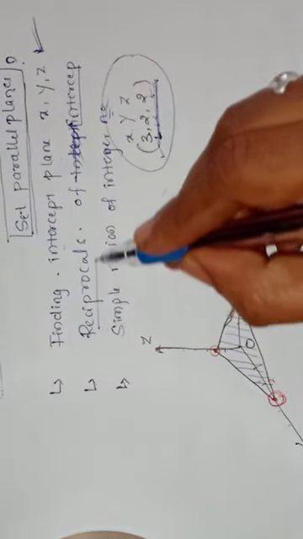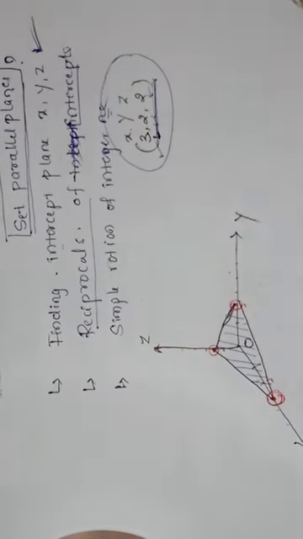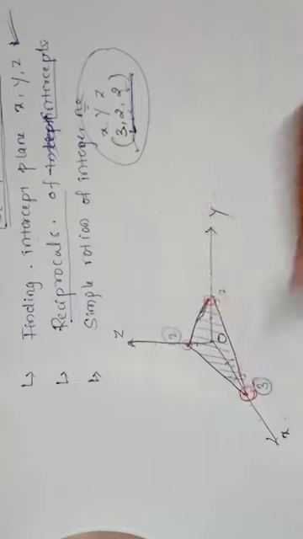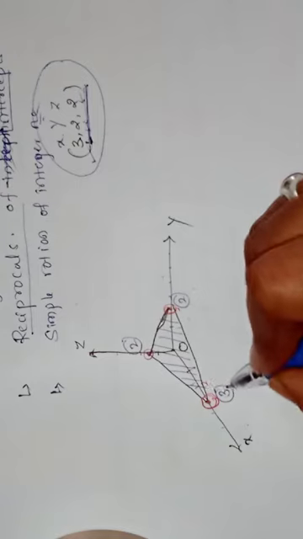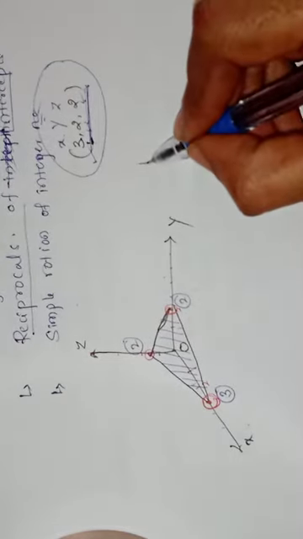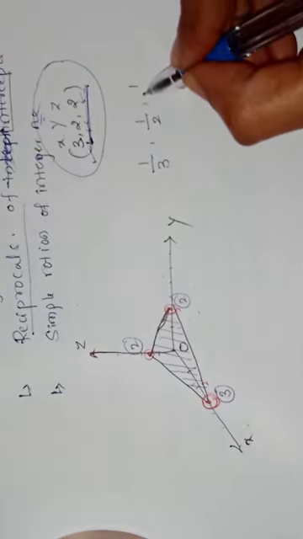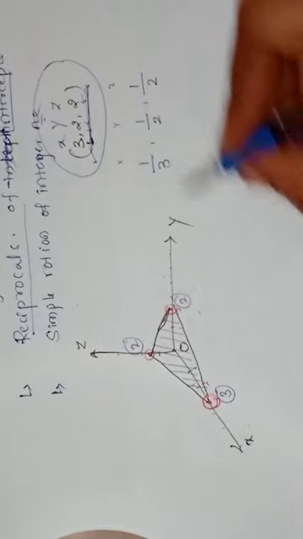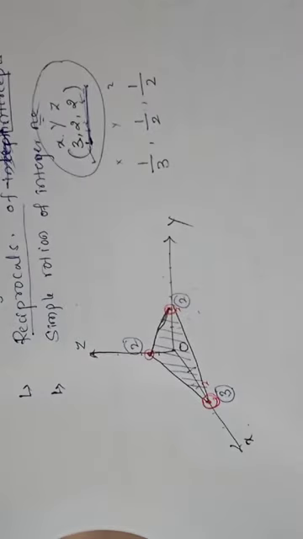Then what we have to do, we have to take the reciprocals of the intercepts. So this is 3, okay, this is 2 and this is also 2. So we have to take the reciprocals. The reciprocal of 3 is 1/3, reciprocal of 2 is 1/2 and reciprocal of the other 2 is also 1/2, along x, y, z for the reference purpose. So x is 1/3, y is 1/2, z is also 1/2.